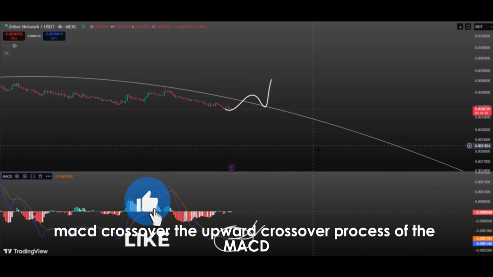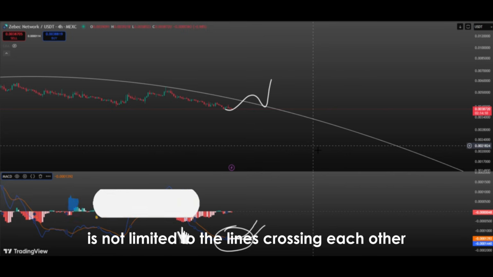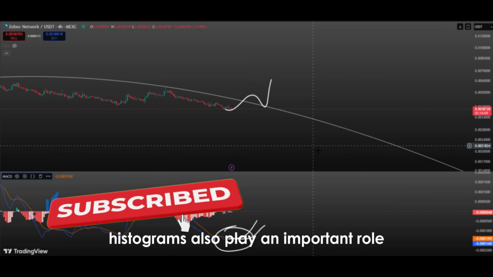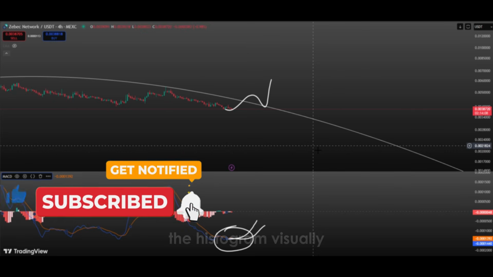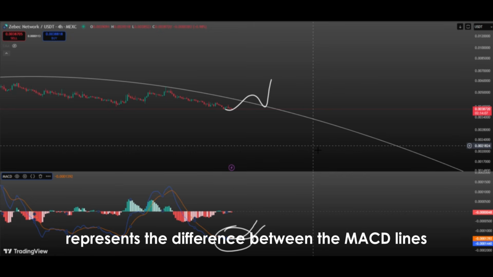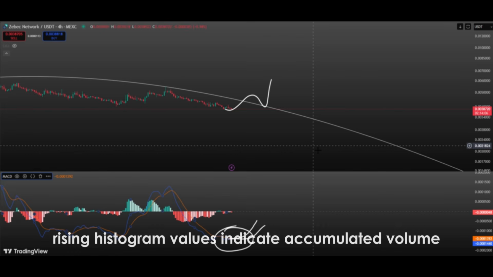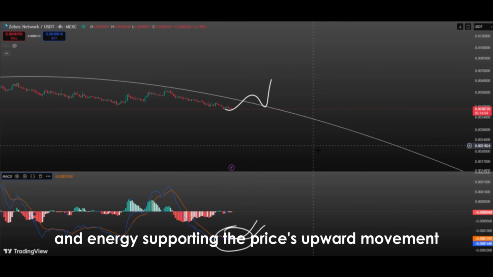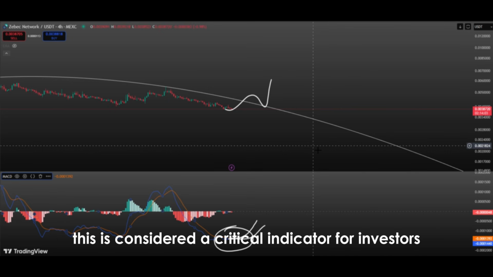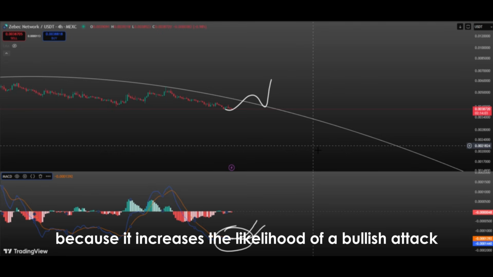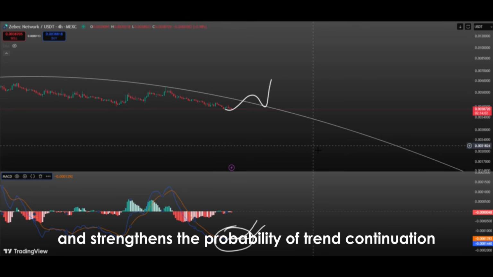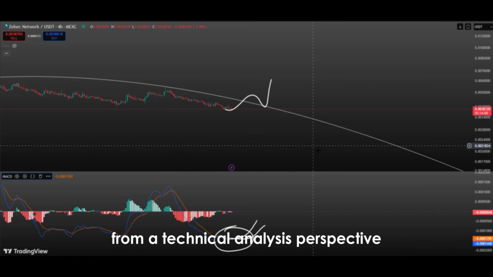The upward crossover process of the MACD is not limited to the lines crossing each other. Histograms also play an important role during this crossover. The histogram visually represents the difference between the MACD lines, and an upward increase confirms strengthening momentum. Rising histogram values indicate accumulated volume and energy supporting the price's upward movement. This is considered a critical indicator for investors because it increases the likelihood of a bullish attack and strengthens the probability of trend continuation.